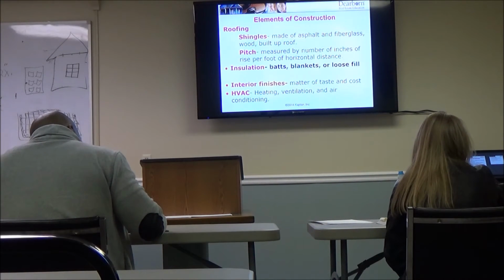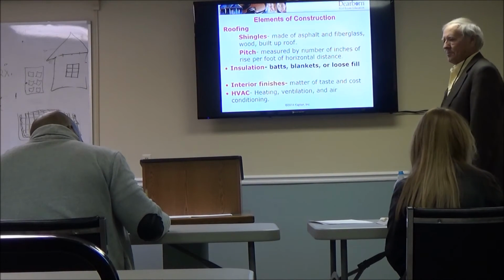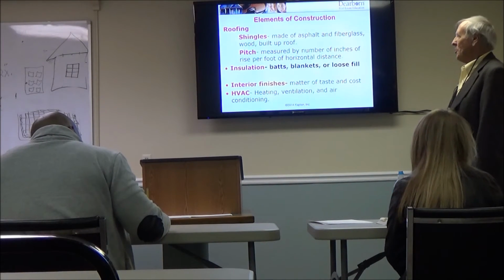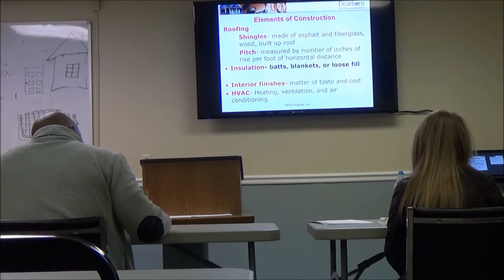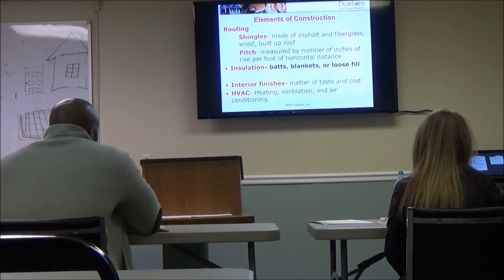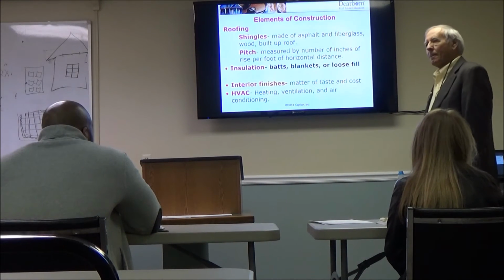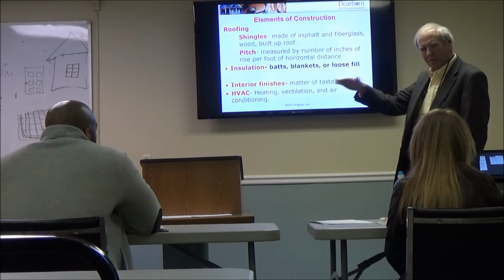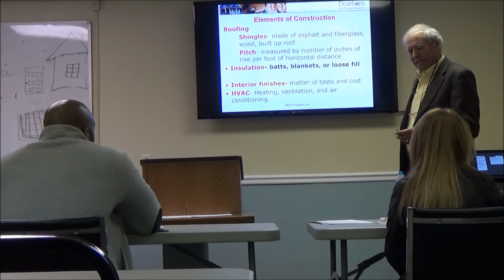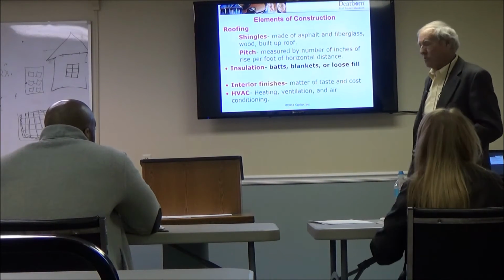Some more elements of construction. Shingles. Most of your shingles are made up of asphalt or fiberglass. It could be wood, a roof made of wood. It could be a built-up roof where they have tar and gravel, a flat roof. Nowadays they have metal roofs. We've all seen those.